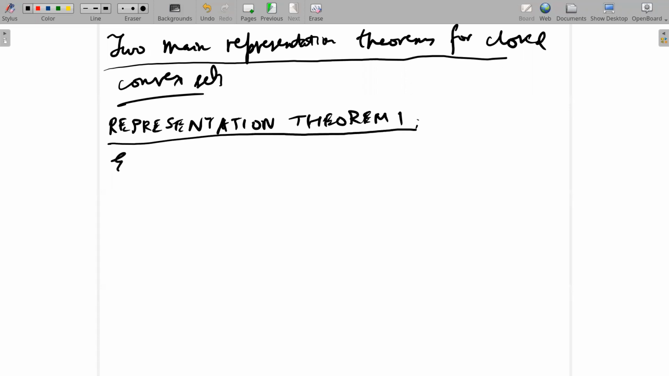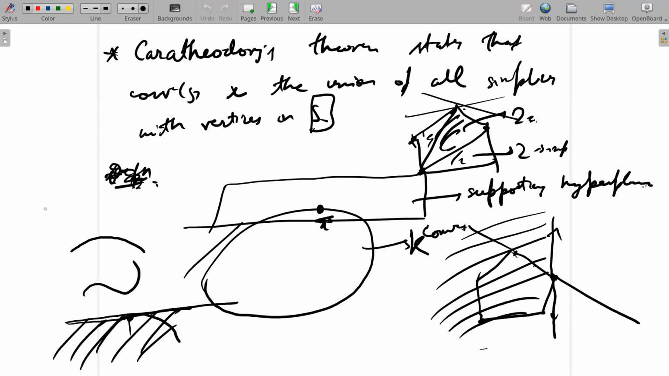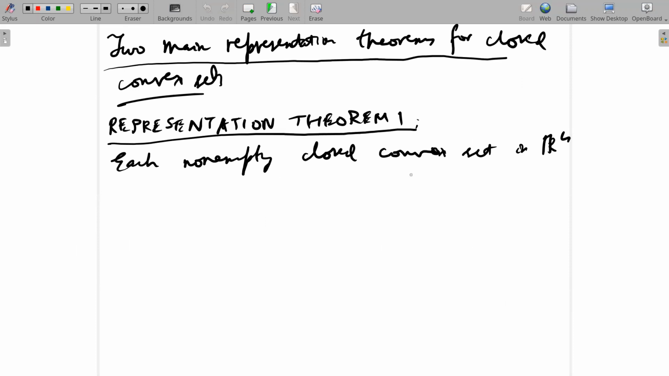Each non-empty closed convex set in Rn, it doesn't matter if it looks like a triangle or like a half triangle. It could look something like curved here, but straight here, and so on. It can be any closed convex set. It is, I should say, precisely the intersection, not contained in, but precisely the intersection of its supporting half spaces.